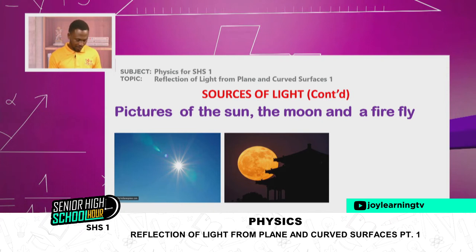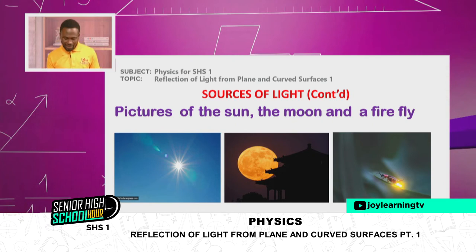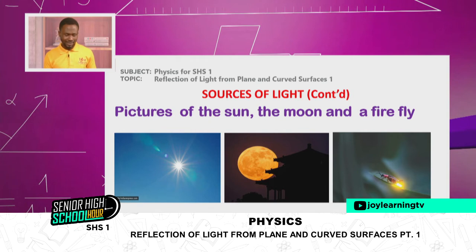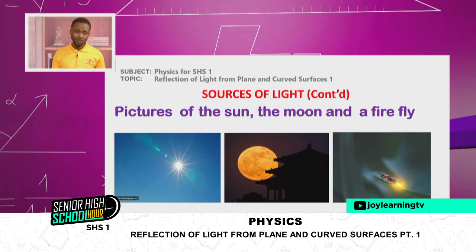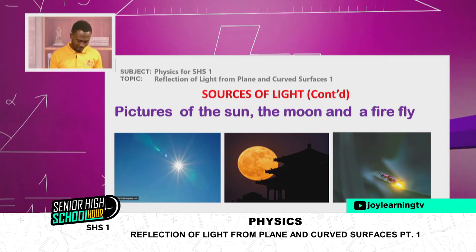Then this is a very fascinating insect. That is a firefly. At night, they have this kind of glowing light at their tail end. And it's so beautiful. And that's a firefly. And when you see a group of them, they brighten up where they are at night. So that is it. That's a firefly. And they are all natural sources of light. Let's quickly look at the artificial sources of light.